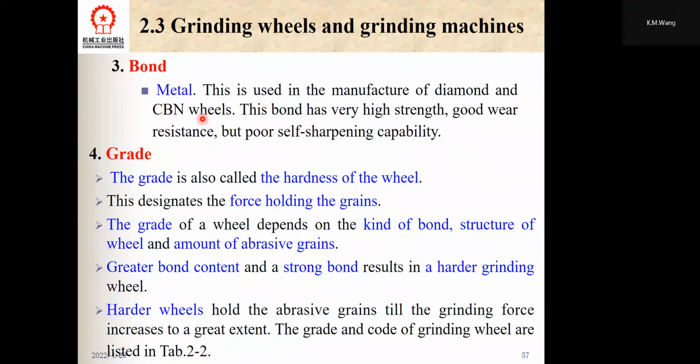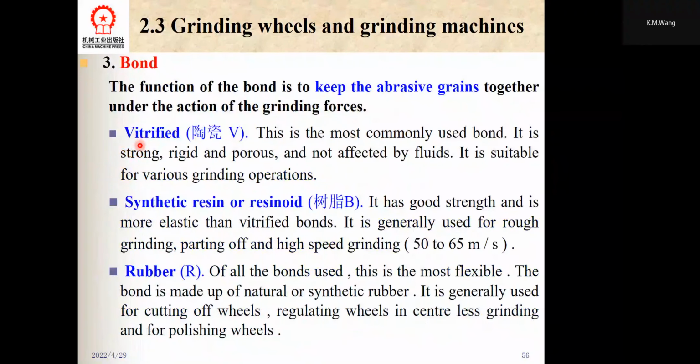The commonly used bond materials we should know include vitrified, synthetic resin, rubber, and metal. These are the four types of bond.